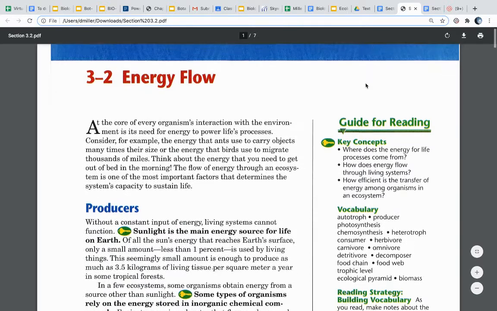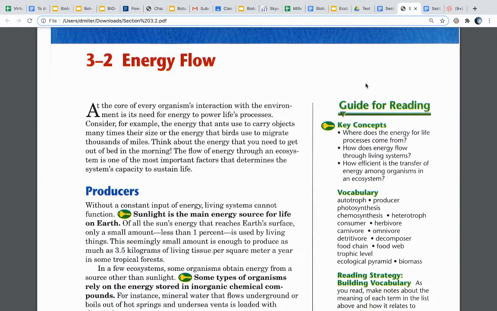Let's learn about energy flow. At the core of every organism's interaction with the environment is its need for energy to power life's processes.